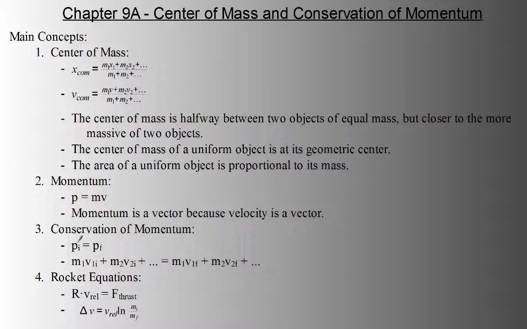It just changes from one object to another. It never disappears or magically appears. So the initial momentum in a system equals the final momentum in a system.